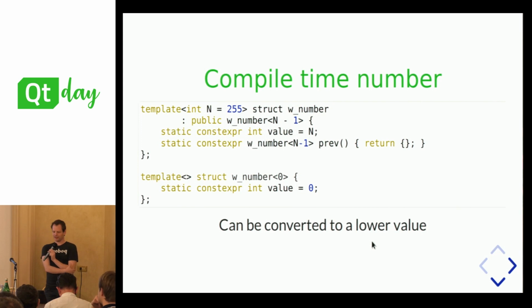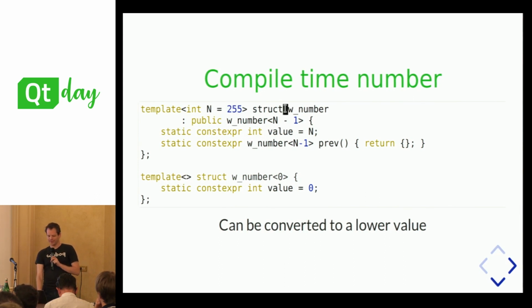So we are going to need a compile time number. Let's call it this way. This is just a struct which has a template parameter, which is a number. By default, this number is 255. This is the maximum number of signals or the maximum number of slots you can have in a class. So that's another small problem, that you cannot have a class with more than 255 properties or 255 slots. Anyway, let's look at this number.